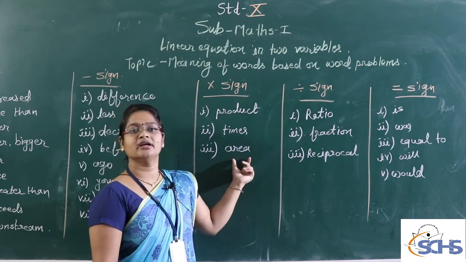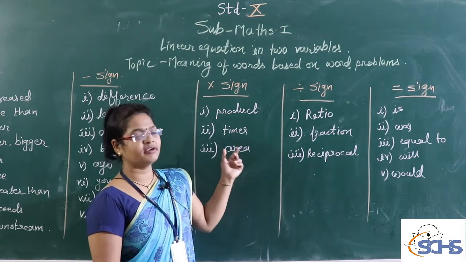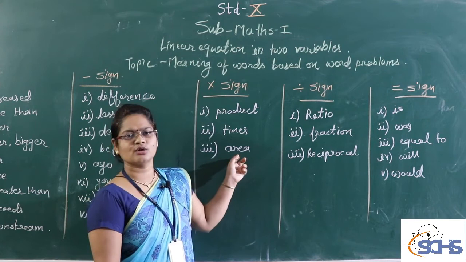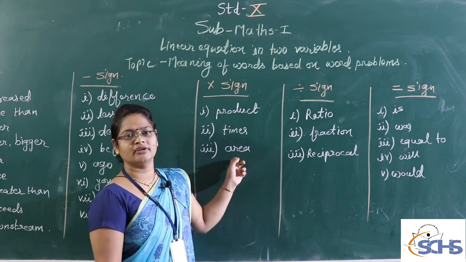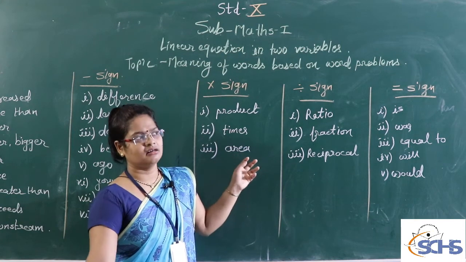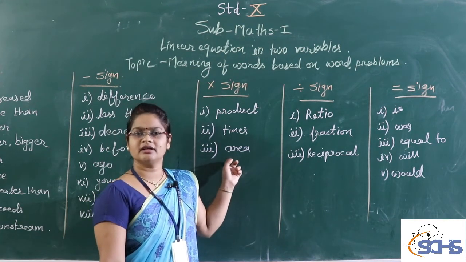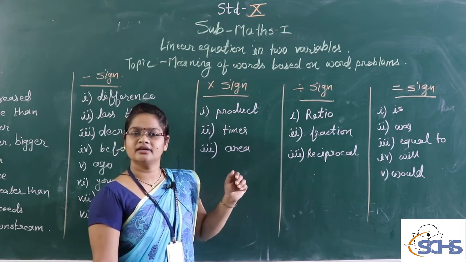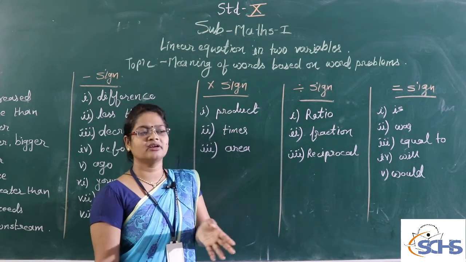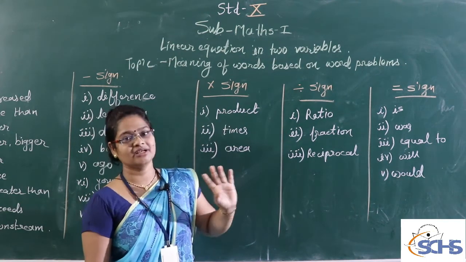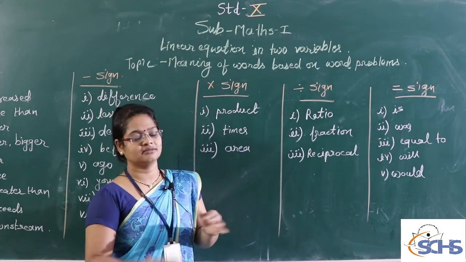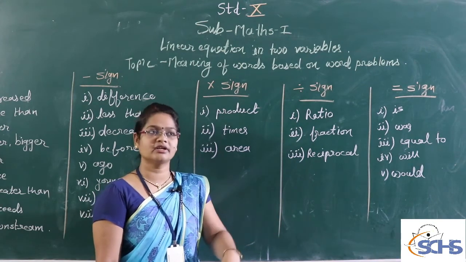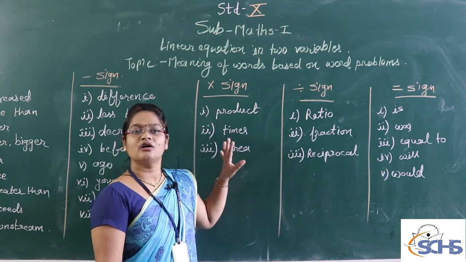Area. If area of a rectangle is given, then we have to use the formula. Generally in area we use the sign of multiplication. For example, the area of a rectangle is length into breadth. If we are taking the area of a square, then we take side into side, that is side square. So generally we use the product sign in case of area, but not in all cases, because for other closed figures, it depends on whatever the formula of area is.